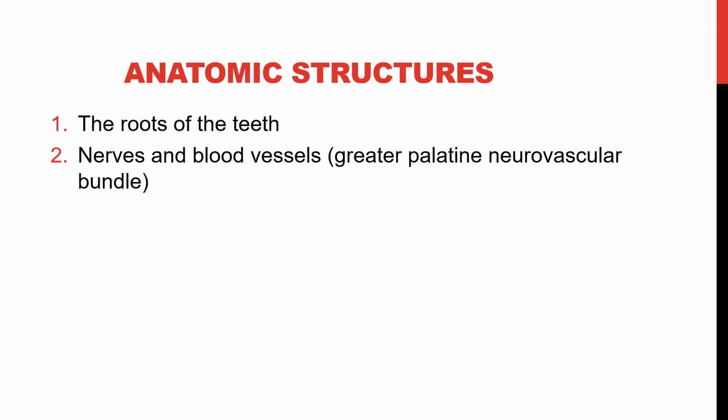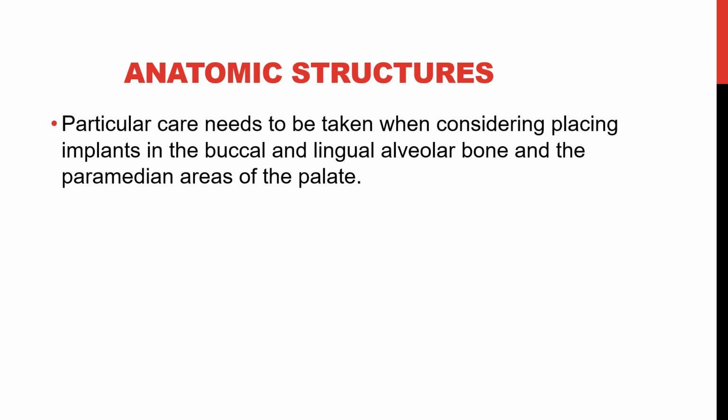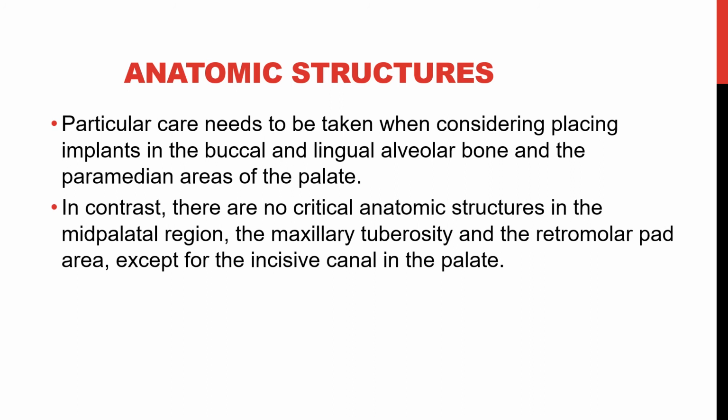There are several anatomic structures that must be considered before placing a mini screw, including the roots of teeth, neurovascular bundles, the nerves and blood vessels, including that of the greater palatine and inferior dental nerve, and the bones and sinuses. Particular care needs to be taken when placing implants in the buccal and lingual alveolar bone and the paramedian areas of the palate because of the presence of vital anatomic structures. In contrast, there are no critical anatomic structures in the mid-palatal region, the maxillary tuberosity, and the retromolar pad area, except for the incisive canal and the palate.